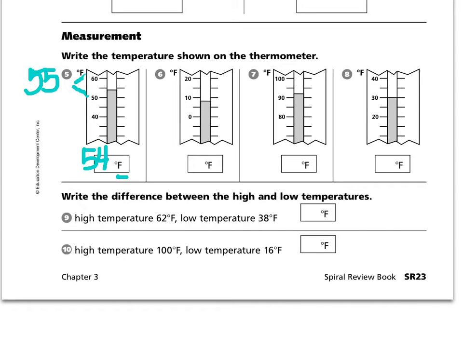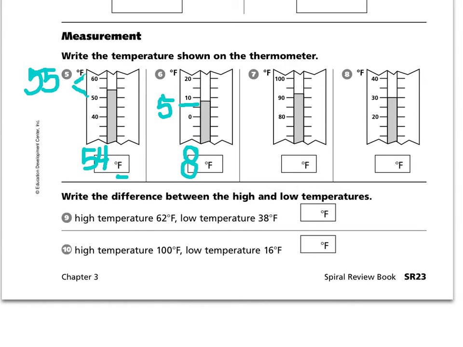I have it between 10 and 0. So knowing that my number should be between 10 and 0, I can figure out what this middle number should be. So what's the number between 0 and 10? The middle number is going to be 5. Well, this is over 5, but not quite to 10. So using my reasoning skills, I would guess logically that this is 8 degrees Fahrenheit.